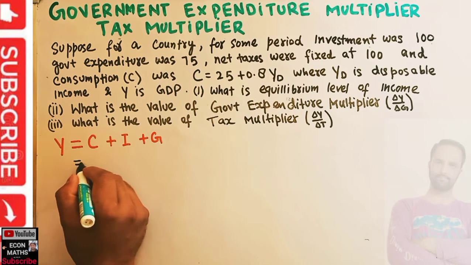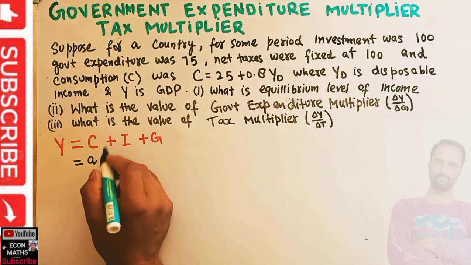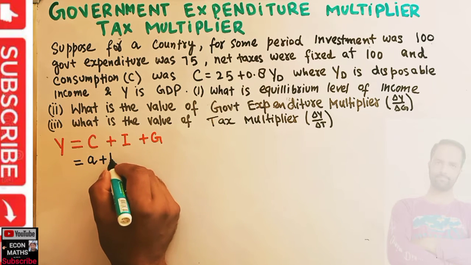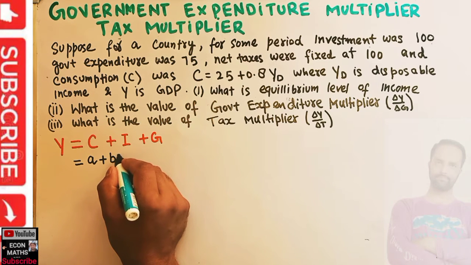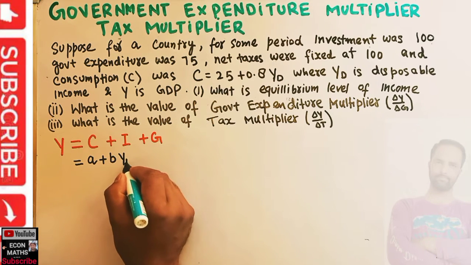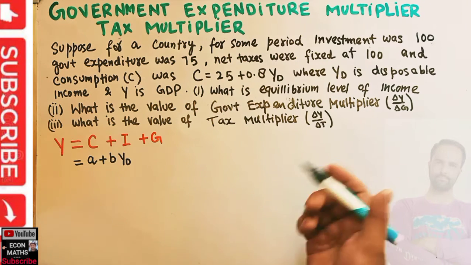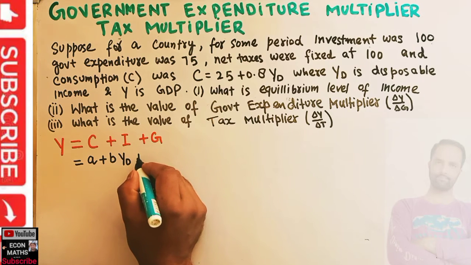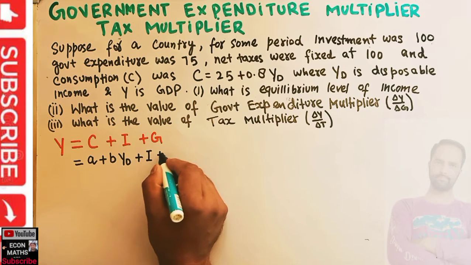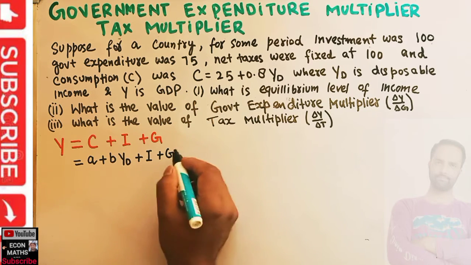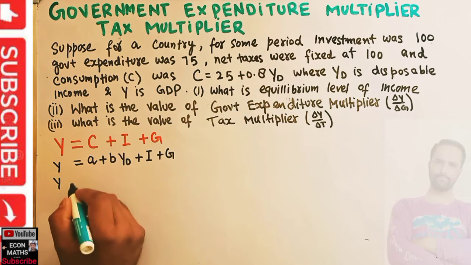And what is exactly the consumption? Consumption is equal to autonomous consumption, what we call A, plus B, what is known as marginal propensity to consume, times Y subscript D, what we call the disposable income, that very part of income which is left after deducting taxes, plus autonomous investment, plus autonomous government expenditure. You know it very well. So let's further solve it.